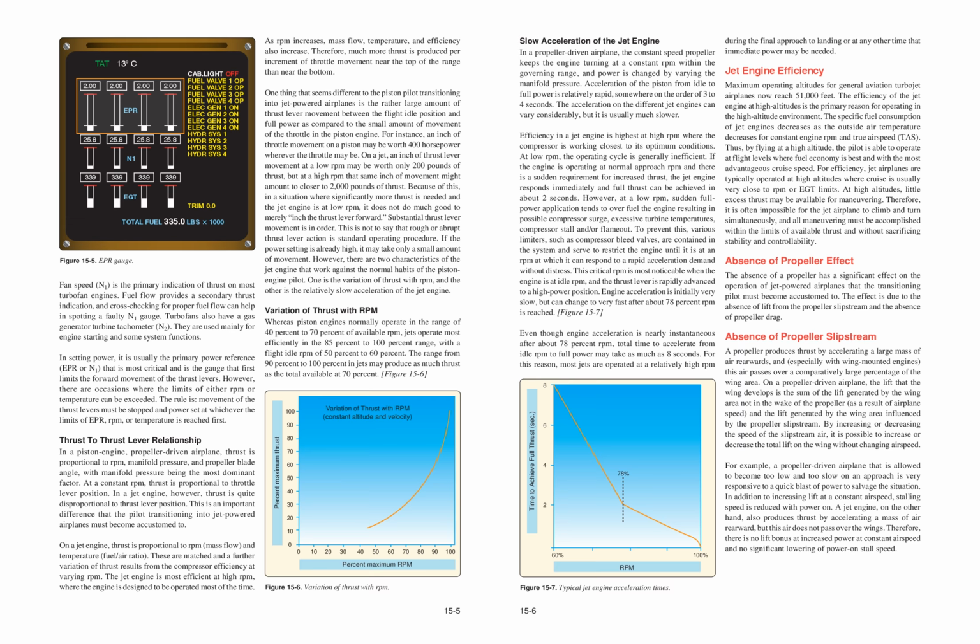Variation of thrust with RPM. Whereas piston engines normally operate in the range of 40% to 70% of available RPM, jets operate most efficiently in the 85% to 100% range, with a flight idle RPM of 50% to 60%. The range from 90% to 100% in jets may produce as much thrust as the total available at 70%.